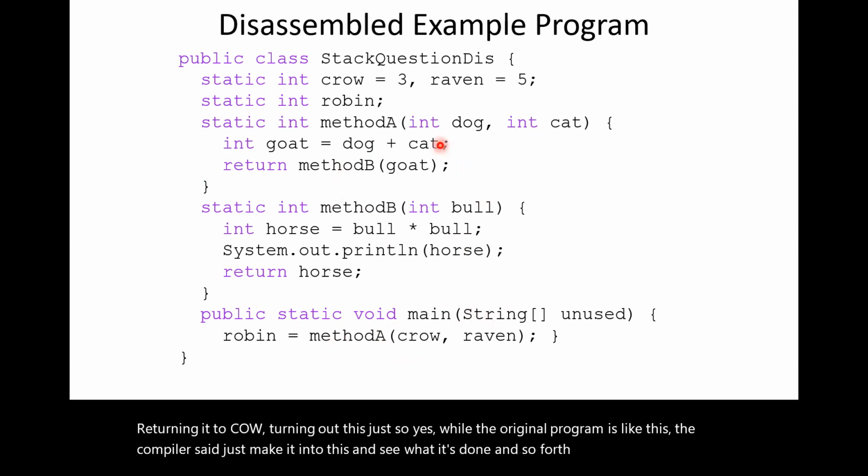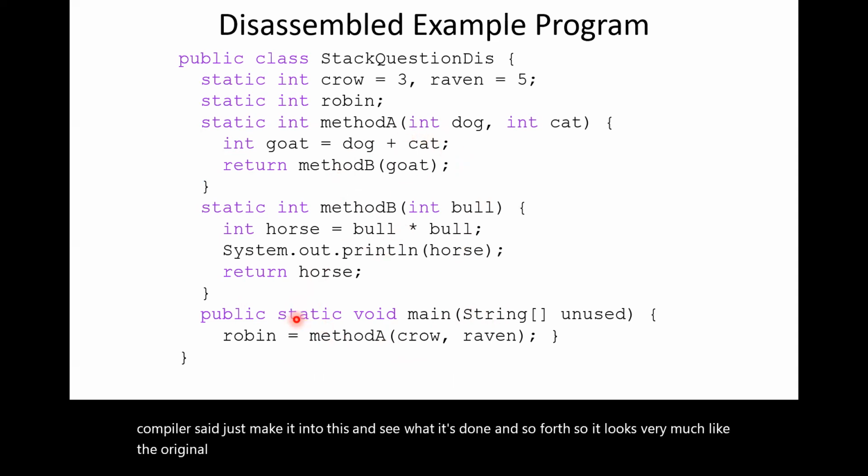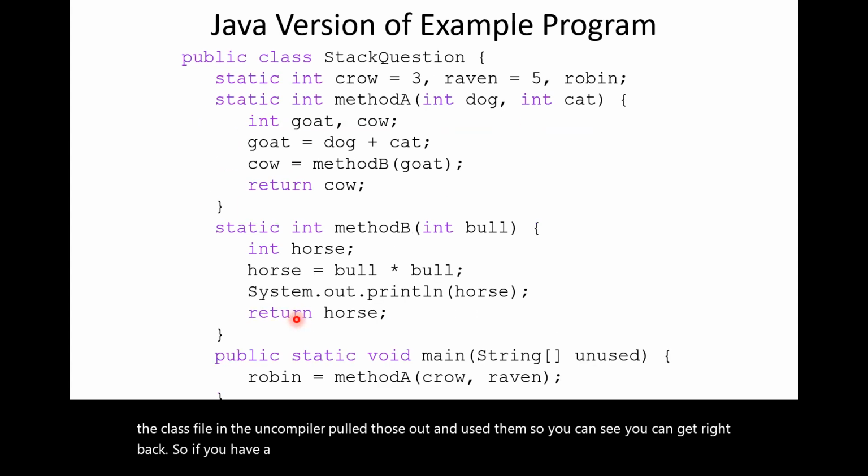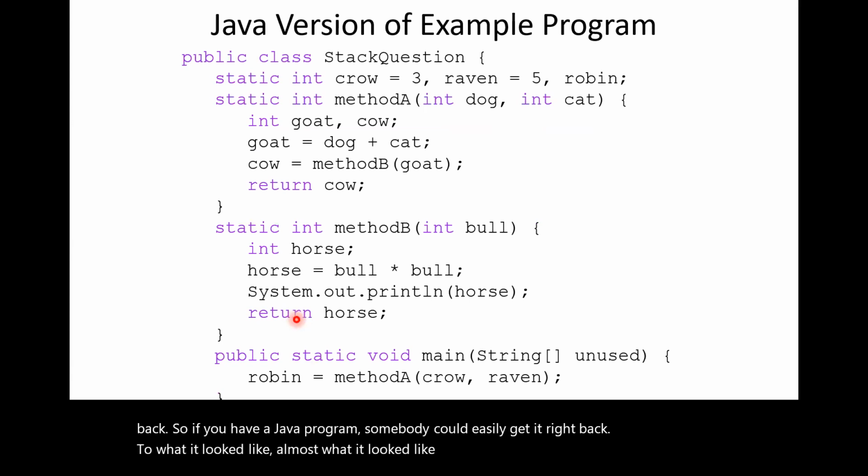So it looks very much like the original program, with the same variable names, because the compiler saved variable names in the class file, and the uncompiler pulled those out and used them. So you can see, you can get right back. If you have a Java program, somebody could easily get it right back to what it looked like, almost what it looked like, maybe even better than what you had originally.